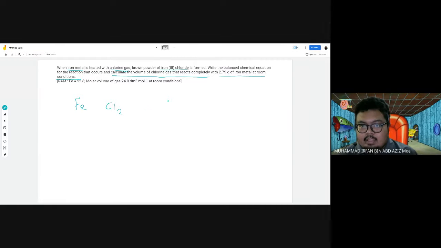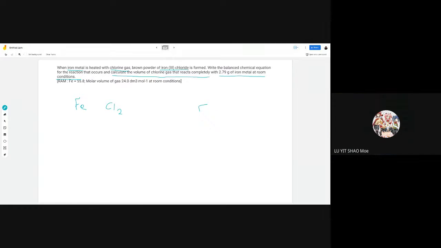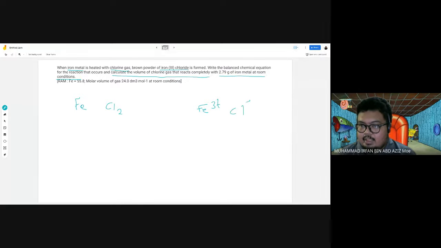What is the formula for iron trichloride? Iron 3 is Fe3+, you already wrote it. Chloride is Cl minus. So what formula can you get? Fe3+ with Cl minus. What is the total formula? How did your teacher say to do it?